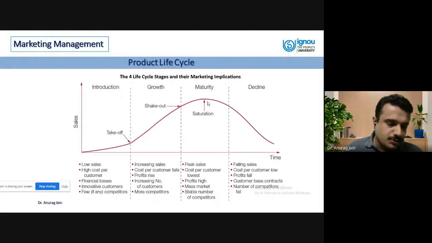The promotion you are doing is less. There is no money which you are spending on advertisement, and the cost to serve per customer has become too low. Profits are high. There is a mass market acceptance for your products, and there are some stable number of competitors which are over there.